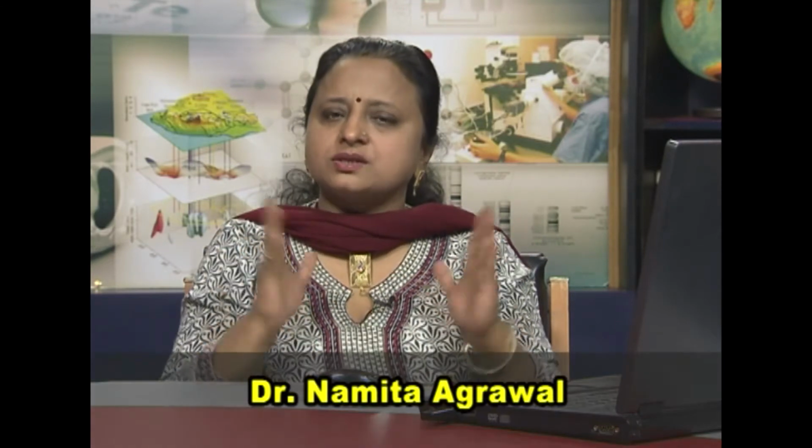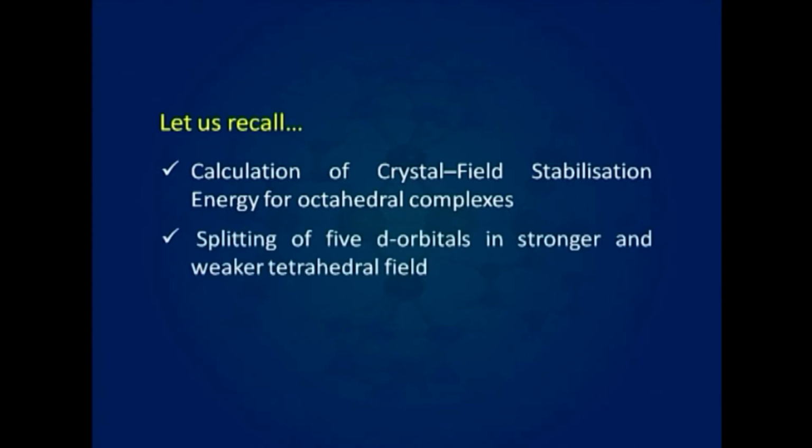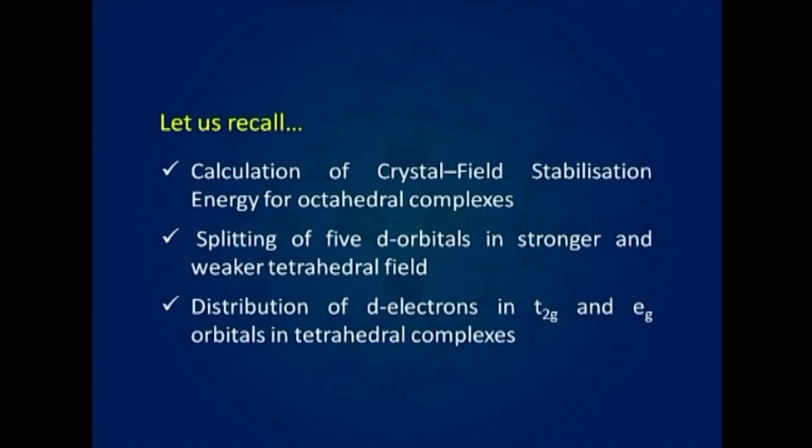By now, you know that crystal field theory provides a simple model for d orbital splitting, which works for several oxidation states and geometries and allows prediction of properties such as structures, colors, magnetism, etc. In the last lecture, we understood these by discussing calculation of crystal field stabilization energy for octahedral complexes, splitting of 5d orbitals in stronger and weaker tetrahedral fields, and distribution of d electrons in t2g and eg orbitals in tetrahedral complexes.